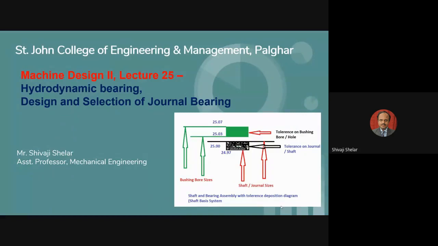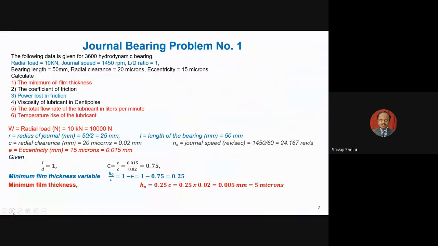Okay. So normally a journal bearing is an assembly of a pole element, that is the bearing, and a shaft element, that is the journal. So I have shown a tolerance disposition diagram. We are going to see a sum similar to this in the proceeding session. So let's go to the session now. Today we are going to cover two problems.